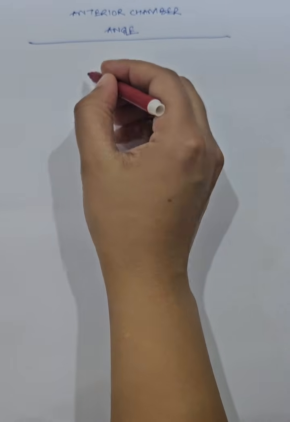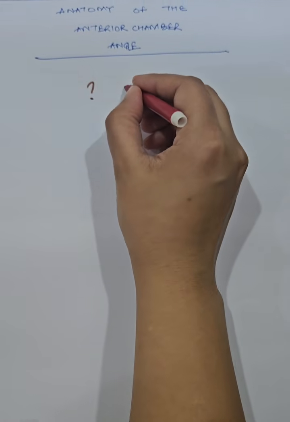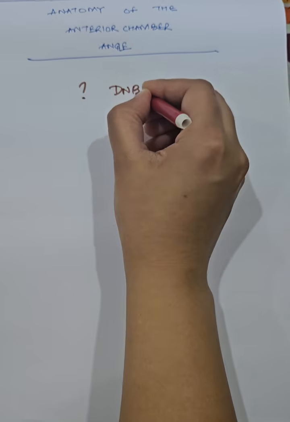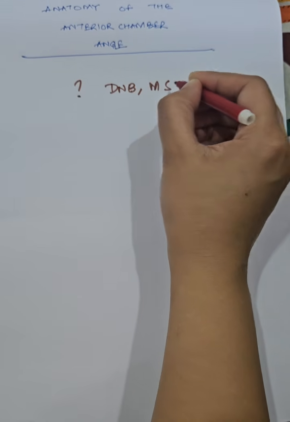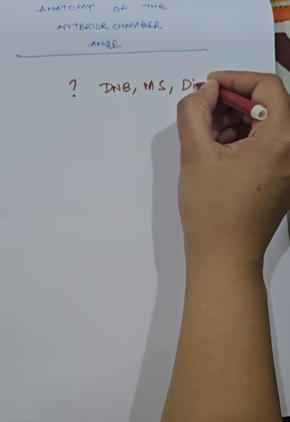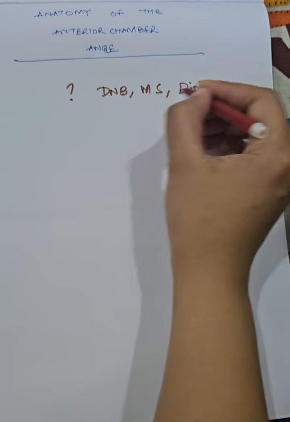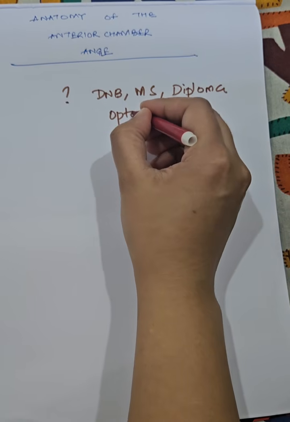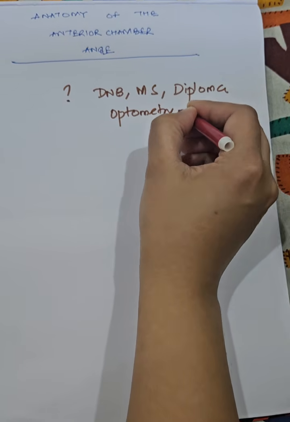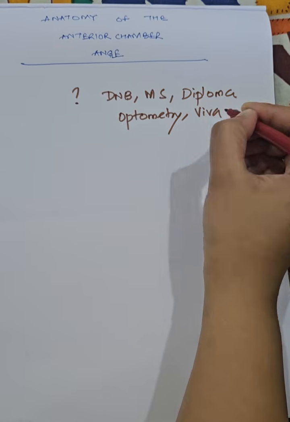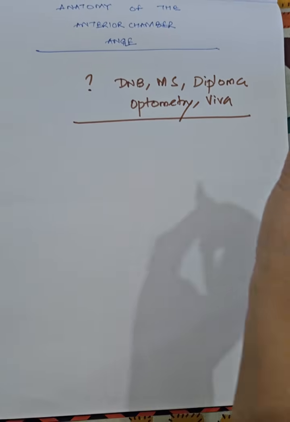Hello everyone. Today we will be studying about the angle of the anterior chamber. Why this topic is important is because it has been asked in various DNB question papers, in MS papers, in diploma papers, and it is a very important topic for optometry as well and for Viva also. So let's start with the topic.